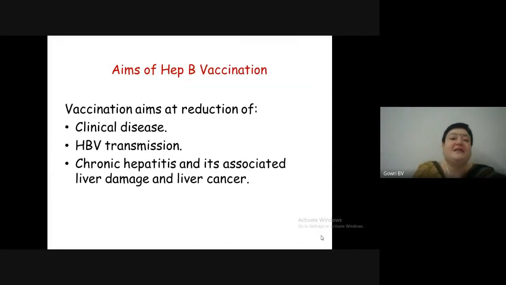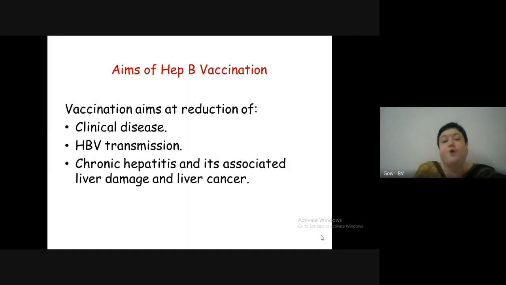So what is the aim of hepatitis B vaccination? Why do we go in for hepatitis B vaccination? As I told you in the previous history slide, there are so many people who remain carriers, so many cases of infection every year. So the main aim is to reduce clinical disease, reduce transmission of infection from carriers, and to reduce hepatitis that leads to liver damage and liver cancer.